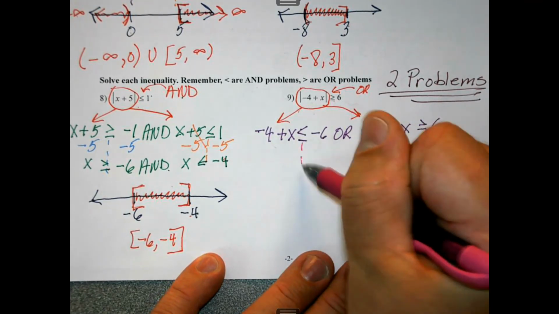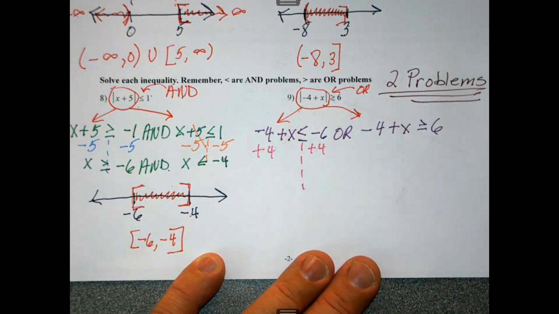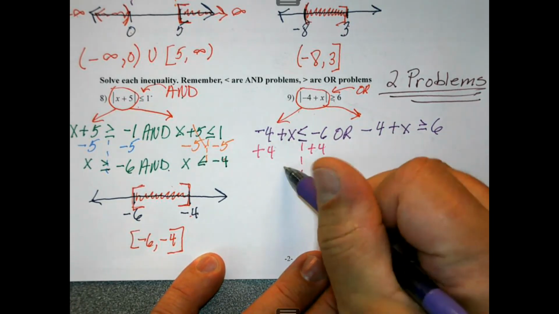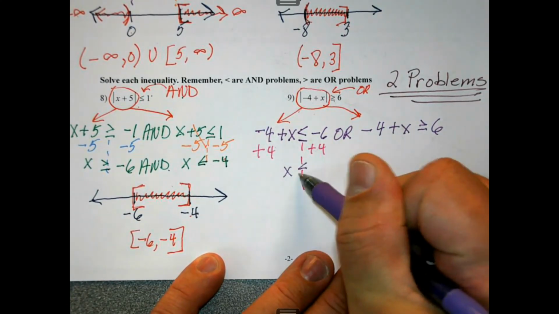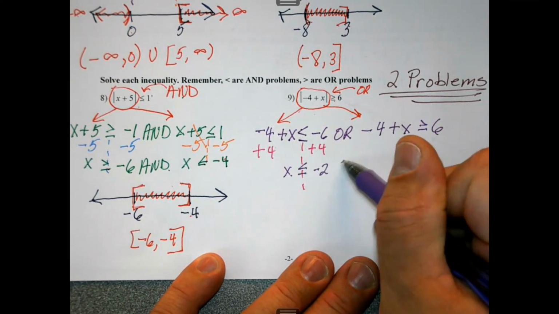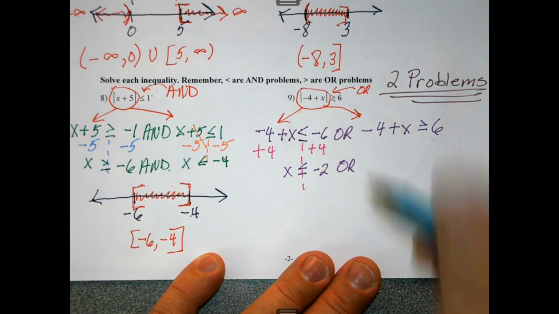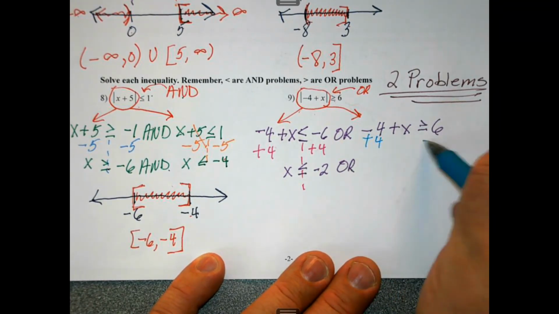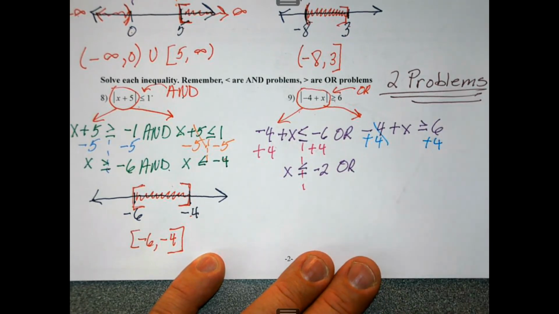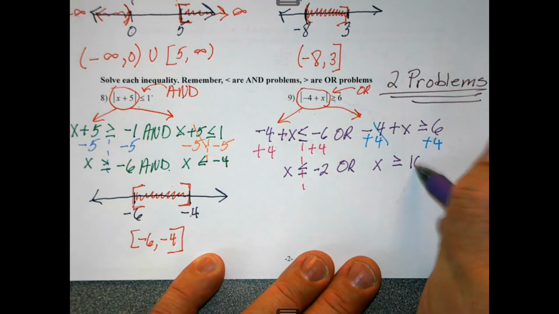Solve them. I'm going to add 4 to both sides. So I get x less than or equal to negative 6 plus 4, negative 2, or add 4, add 4, x is going to be greater than or equal to 10.